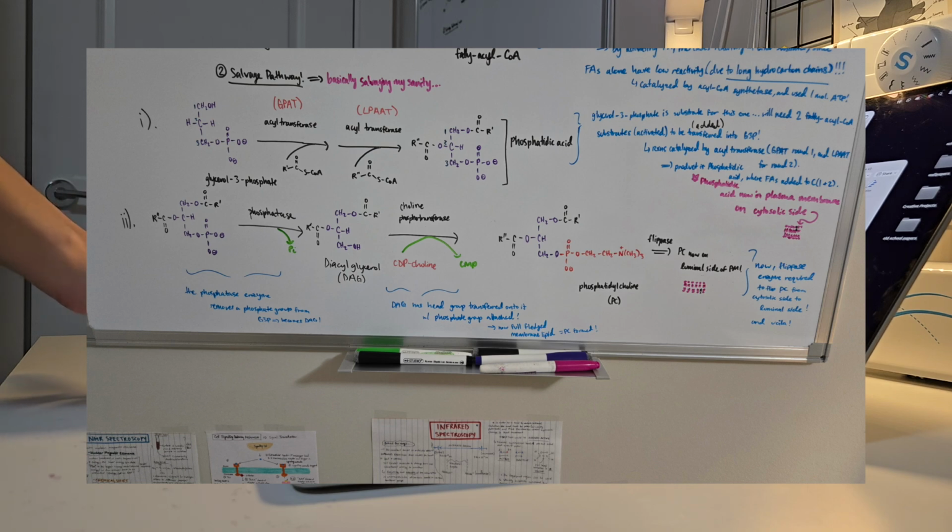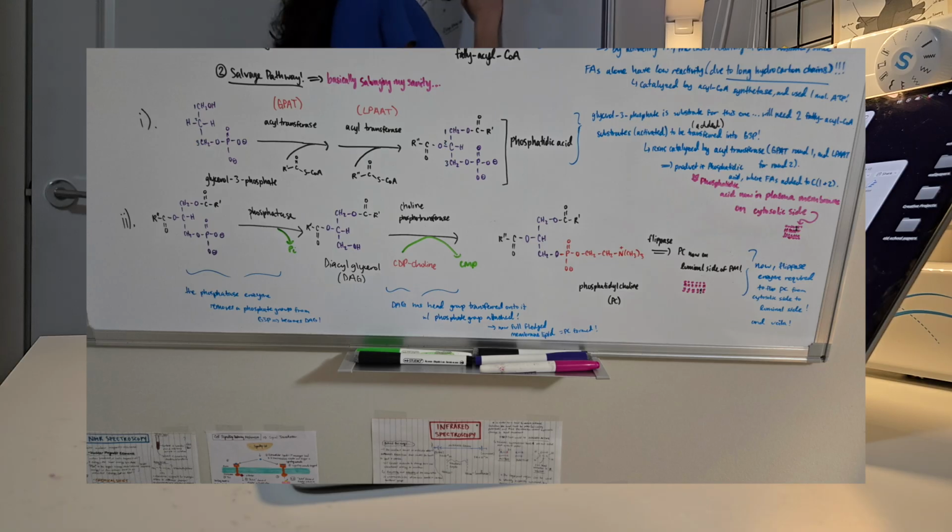Now, when we have the phosphatidic acid, it's going to be in the plasma membrane on the cytosolic leaflet or the cytosolic side. At the end of this reaction, we're going to need to flip the phospholipid from the cytosolic side into the luminal side or the luminal leaflet. So that's all you need to know for this first step: glycerol 3 phosphate is converted into phosphatidic acid through two additions of fatty acid, both catalyzed by acyl transferase, and you end up with phosphatidic acid on the cytosolic side of the plasma membrane.